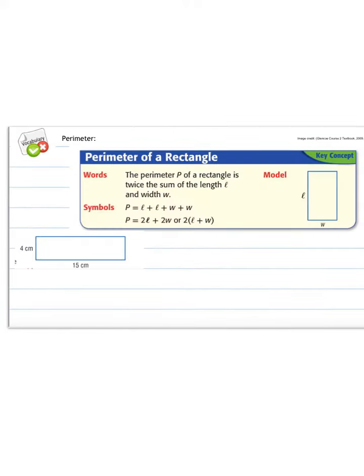Okay, vocab for you: the perimeter of a rectangle. The perimeter is twice the sum of the length and width. Perimeter is the distance around the outside of a shape. If we think of a room, it would be the length of all of the walls around the room. To find perimeter, you take the length plus the width for each of the sides of the rectangle. You could also do 2 times the length plus 2 times the width, or add the length and width and then multiply it by 2.